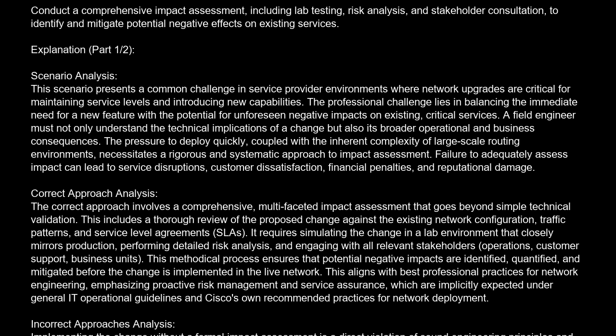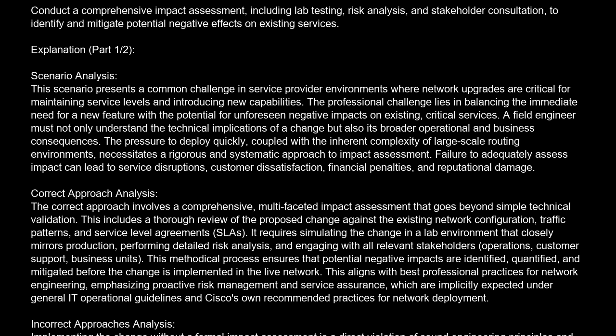This methodical process ensures that potential negative impacts are identified, quantified, and mitigated before the change is implemented in the live network. This aligns with best professional practices for network engineering, emphasizing proactive risk management and service assurance, which are implicitly expected under general IT operational guidelines and Cisco's own recommended practices for network deployment.